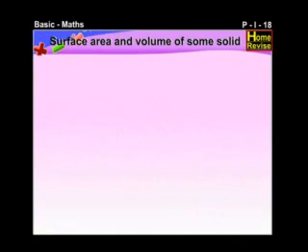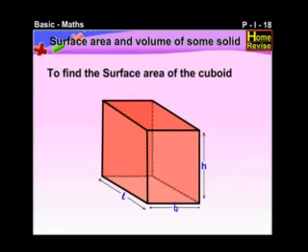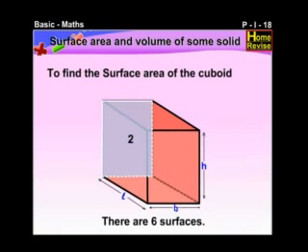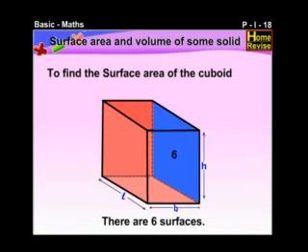In this topic, we shall study surface area and volume of some solids. In this solid figure, L is the length of the solid, B is the breadth, and H means height of this cuboid. To find the surface area of this cuboid, there are 6 surfaces. Number 1, back side; number 2, upper part; number 3, lower part; number 4, this; number 5, and this is number 6.